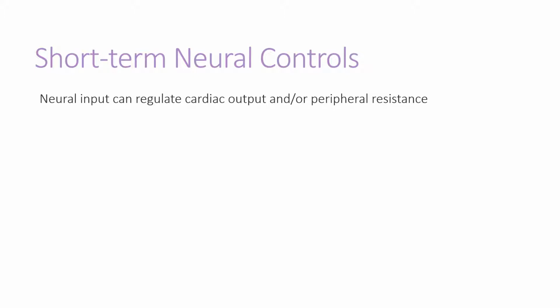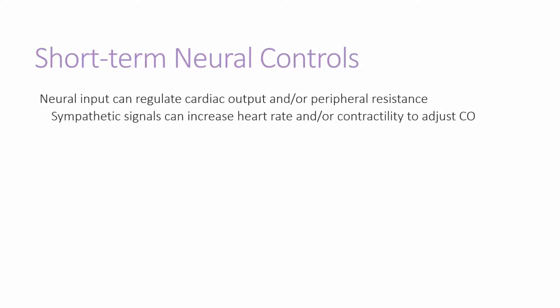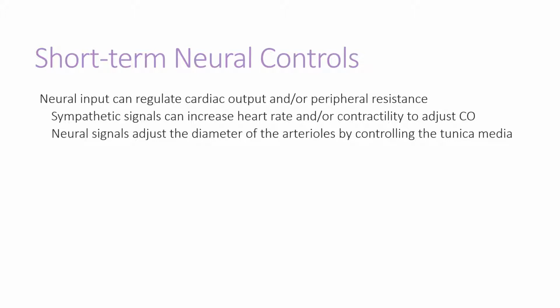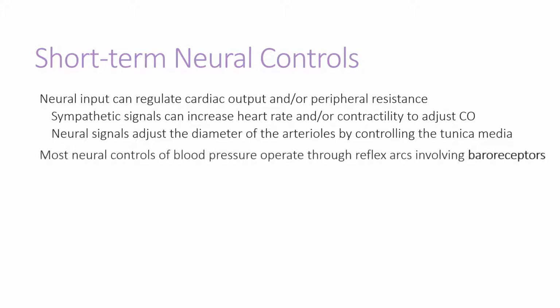Our short-term regulations include both neural and hormonal controls. Neural input can regulate cardiac output, and it can also regulate peripheral resistance by adjusting the diameter of a blood vessel. Sympathetic signals can increase the heart rate, which would increase cardiac output, and it can also increase contractility. Those neural signals can also adjust the diameter of arterioles by controlling the tunica media of the arterioles. Most neural controls of blood pressure operate through reflex arcs using baroreceptors, that is, receptors that adjust to pressure.